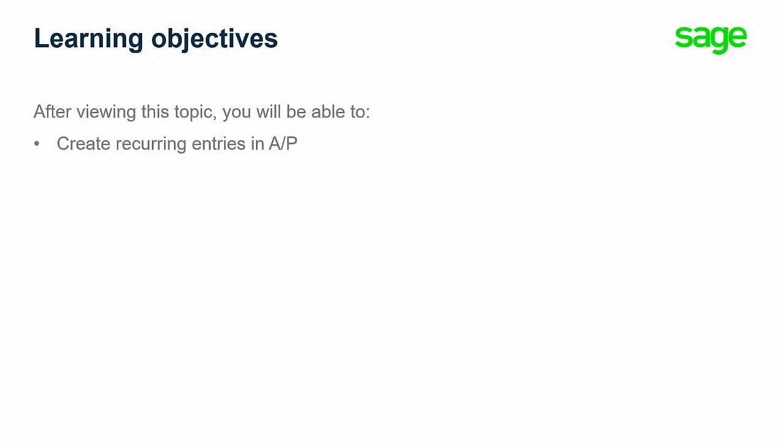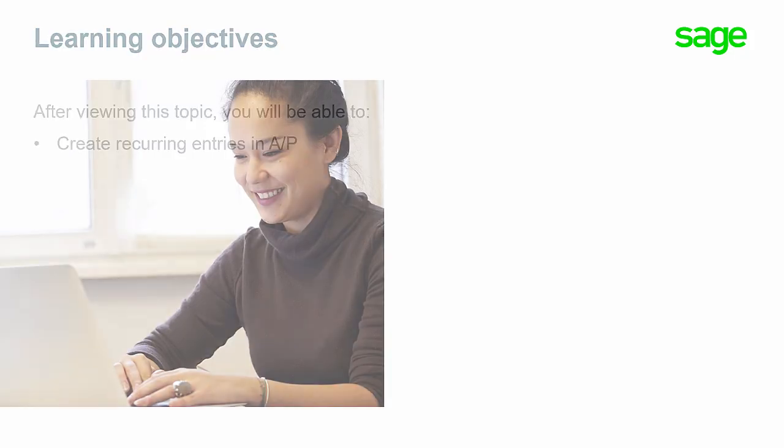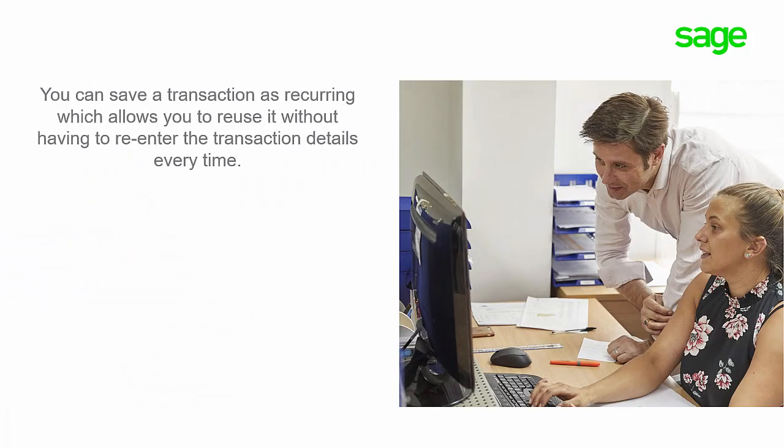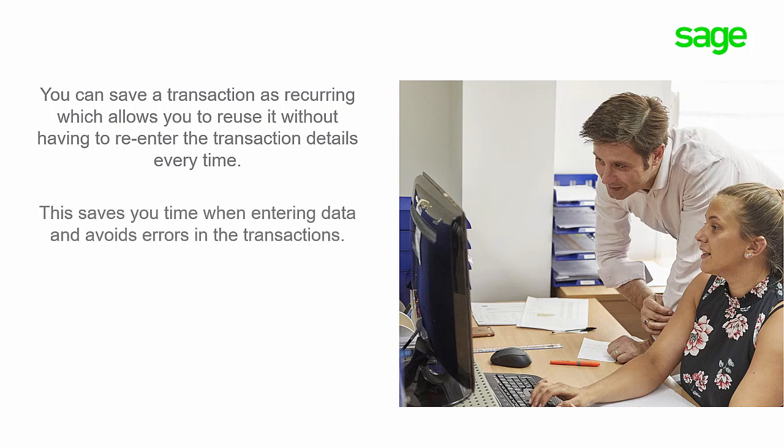Over the next few minutes, we will show you how to create recurring entries in Accounts Payable. We can use recurring payables to configure and create transactions that are repetitive or cyclical in nature. You can save a transaction as recurring, which allows you to reuse it without having to re-enter the transaction details every time. This saves you time when entering data and avoids errors in the transactions.